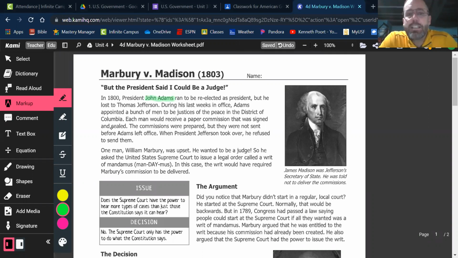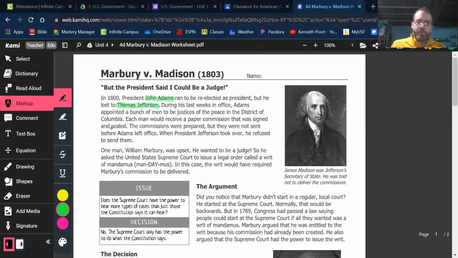He ran to be reelected as president, but he lost to Thomas Jefferson. So, a couple of our first presidents in our country's history. During his last week in office, Adams appointed a bunch of men to be justices of the peace. Remember, when we learned the president gets to appoint judges, both at the Supreme Court level and at those lower federal district levels, okay? Justices of the peace in the District of Columbia. Each man would receive a paper commission that was signed and sealed. The commissions were prepared, but they were not sent before Adams left office. So when President Jefferson took over, he refused to send them.